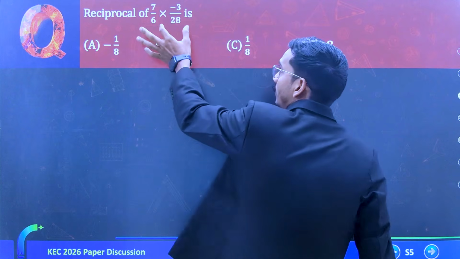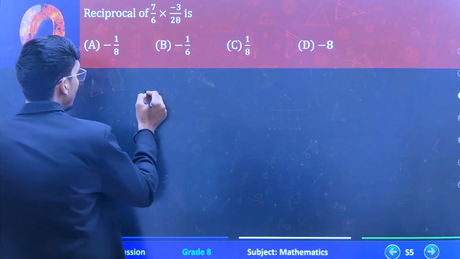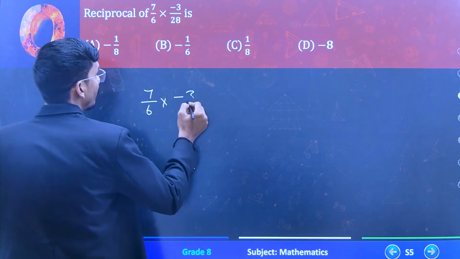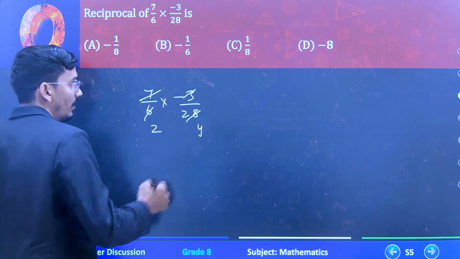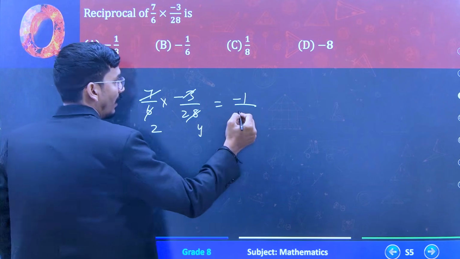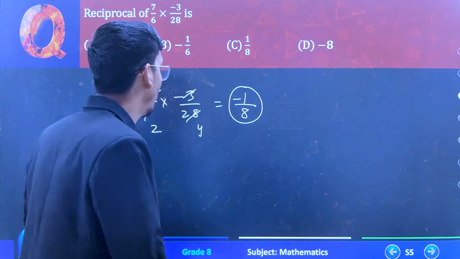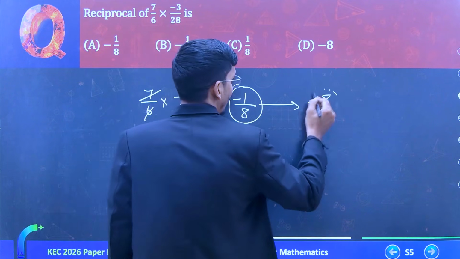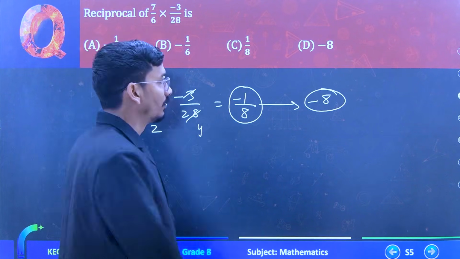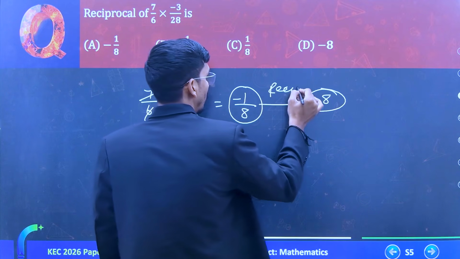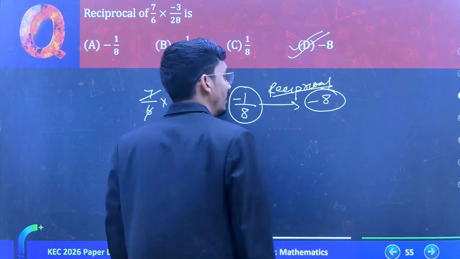Reciprocal of this quantity. First of all, simplify this quantity and take the reciprocal. So what is the number, beta? 7 by 6 into minus 3 by 28. This will cancel by 4 times, this will cancel by 2 times. So it is nothing but minus 1 upon 8. The reciprocal of minus 1 by 8 is nothing but minus 8. Understood? Reciprocal. So which option, beta? Option D.